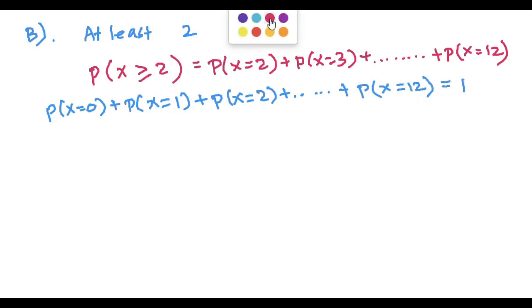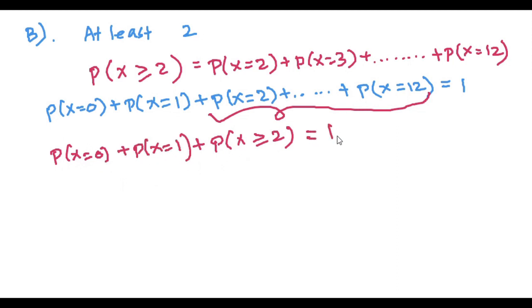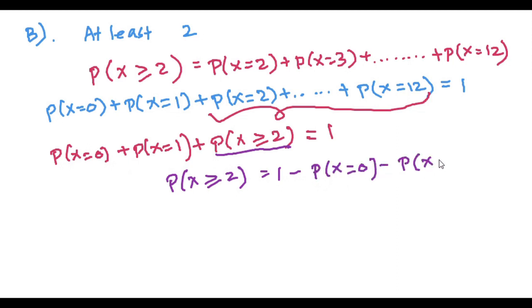So this term is P of x greater than or equal to 2. It remains the same, and the total is equal to 1. So we need to find this part. Let me keep this part on the left side. So P of x greater than or equal to 2 equals 1 minus P of x equal to 0 minus P of x equal to 1.